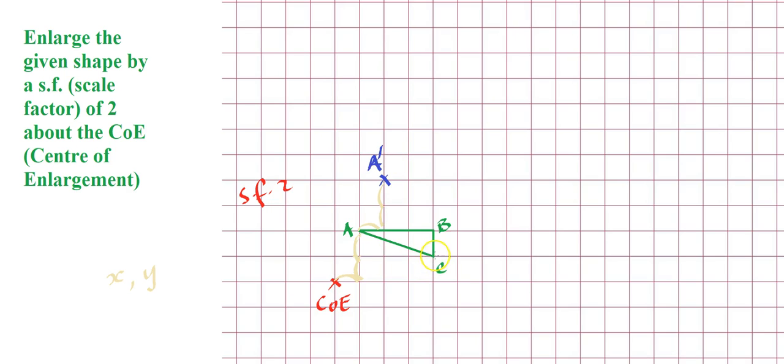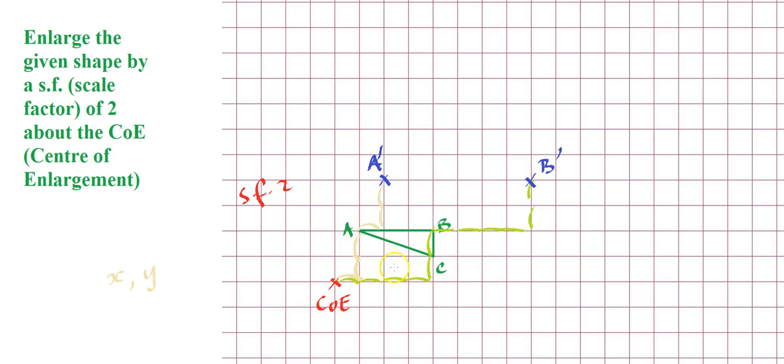If I want to do point B, this is how I do it. I go across 1, 2, 3, 4, and then up 1, 2. So I just repeat it because that's scale factor 1. I need scale factor 2, so I got to do it twice. 1, 2, 3, 4, 1, 2. And so I now know that B dash is here.